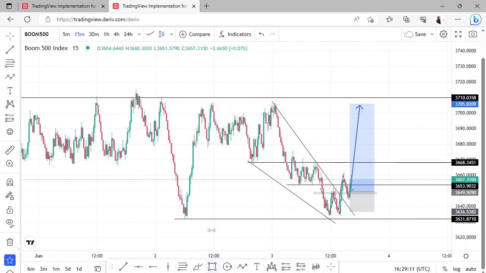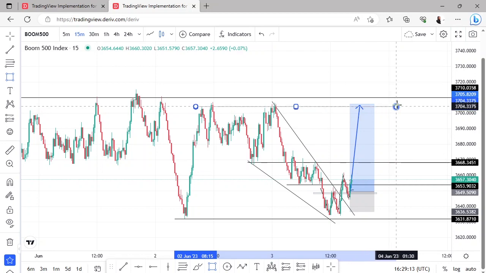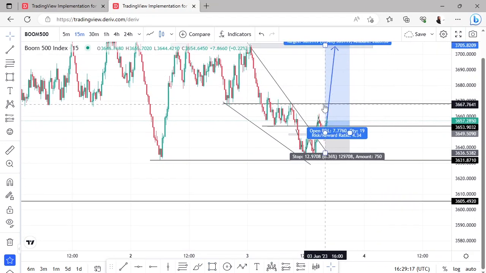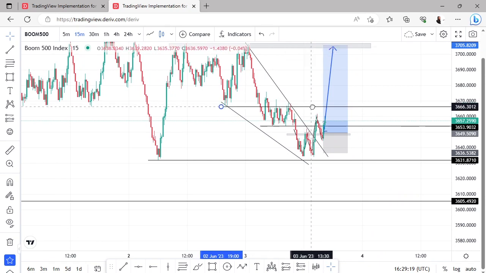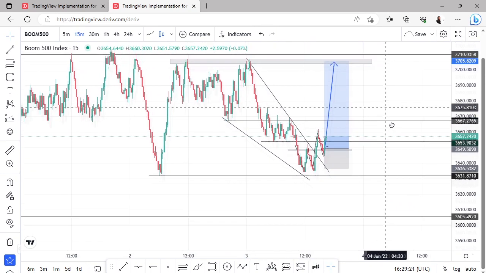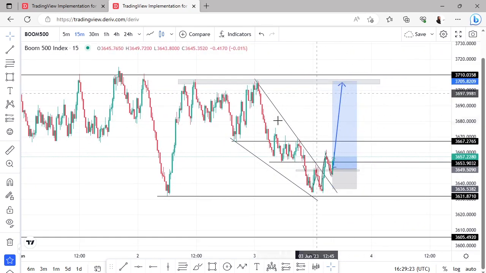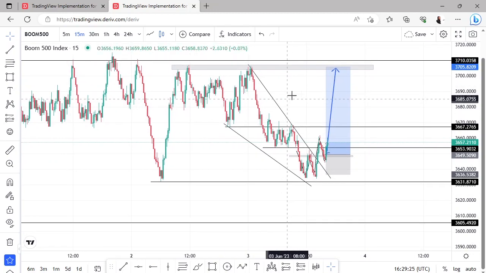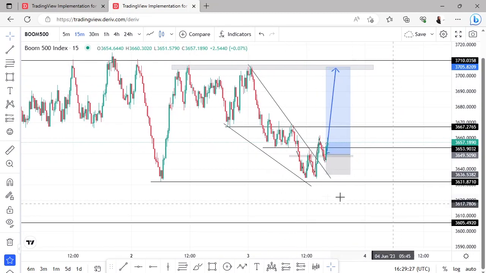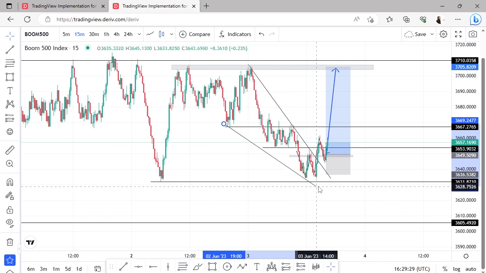So you can see overall the market is supposed to come back to this level, and this is your TP1, this area over here. This is your TP1 and this is your TP2. So yeah, this is how I scalp boom.